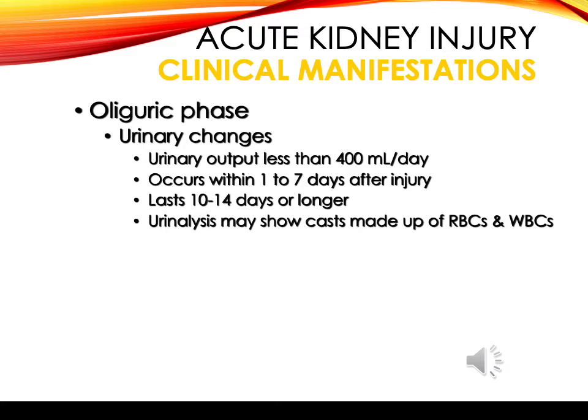With acute kidney injury, it's important to understand the 3 different phases that patients are going to go through, the first of which is the oliguric phase. With this phase, the major sign or symptom is urinary changes. So patients are going to have a decrease in their urine output to less than 400 mLs a day. This phase will occur within 1 to 7 days of the initial injury to the kidneys, and it lasts about 10 to 14 days. If we were to do a urinalysis during this phase, we're going to see casts in the urine, which are made up of red blood cells and white blood cells clumped together.